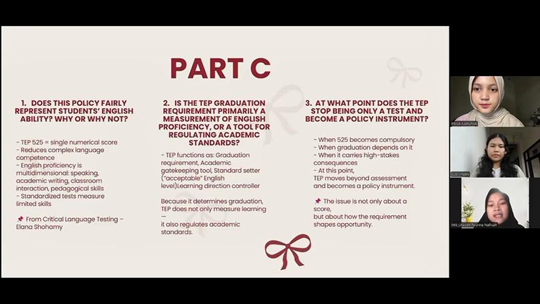And the last discussion in this part is, at what point does the TEP become a policy instrument? The TEP stops being only a test when the score becomes a compulsory graduation requirement. When students cannot graduate without achieving 5 to 5, the test carries serious consequences. At that stage, it moves beyond assessment and becomes a policy instrument because it directly shapes academic progression and institutional decisions. Next slide, please.